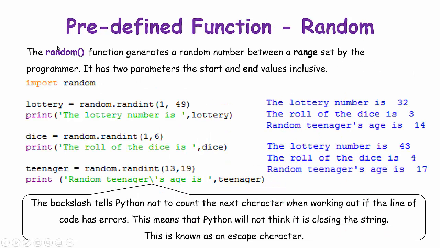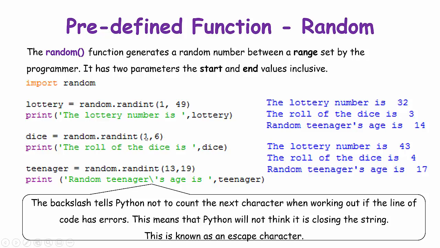And last but not least, this predefined function is random, and this randomly generates a number. You tell it the start and end values, and it randomly generates a number between those. Okay, so what this is saying is there's a variable called lottery. This is probably the hardest one to remember, because you've got this function that's random, and then this randint just basically means it's going to generate a random integer, so that's a whole number. In this case it's going to be between 1 and 49.